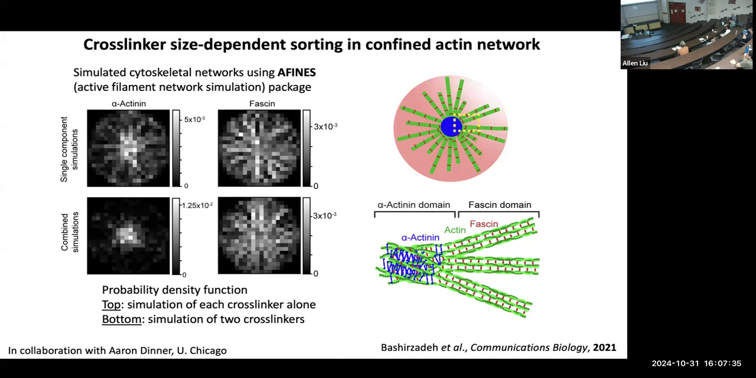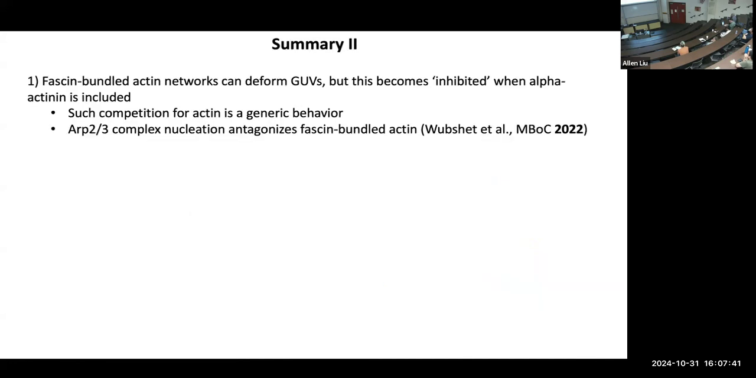So you have to put them in a vesicle where there's membrane interactions with the cell skeleton. Then you have this behavior. Okay, so let me quickly summarize this part that we've looked at, just fascin and alpha-actinin, but the same kind of competition behavior happens for other actin binding proteins as well. So in my lab, we've looked at this Arp2/3 complex and fascin together, and this was a paper that we had a few years ago.